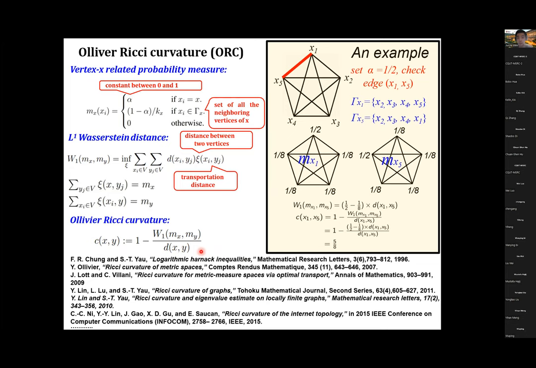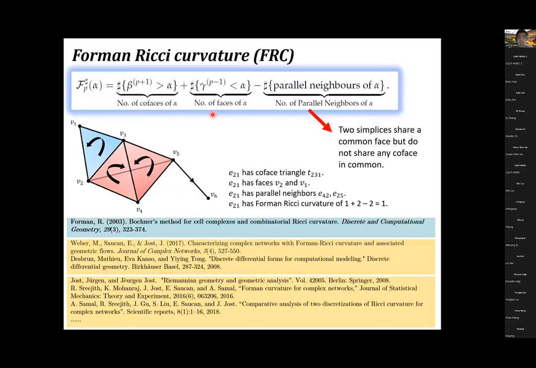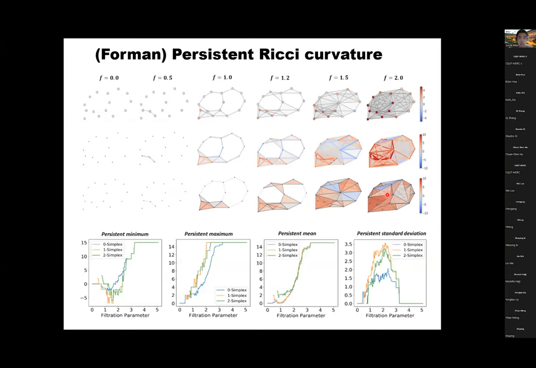And the Forman Ricci curvature is a more combinatorial one. Here we compute the triangles, faces, higher faces, and parallel simplices, so it is more of a counting function. And with both types of curvatures, we can effectively track the changes of these curvatures by introducing this persistence in the filtration process.